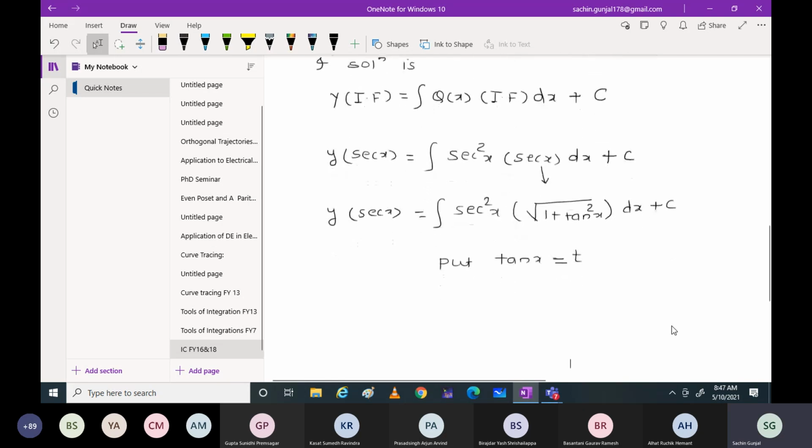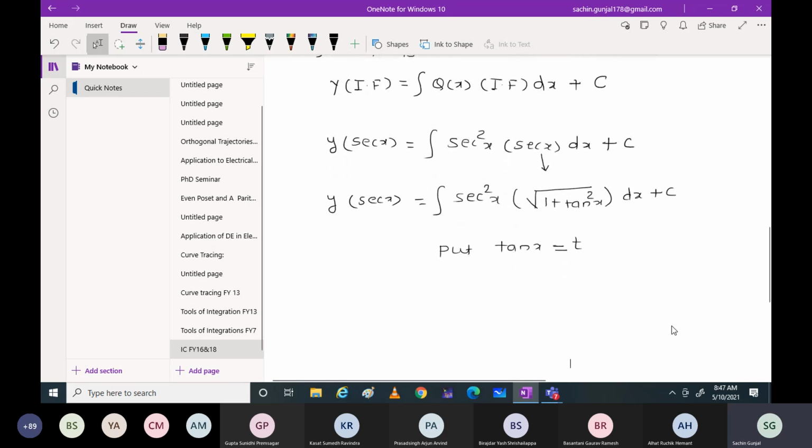What will you get? I hope you are copying with me. Sec square x dx is equal to dt. So sec square x dx becomes dt. Okay. So this you can rewrite as y into sec x is equal to integral of under root 1 plus t square, sec square x dx I can write as dt, plus c.